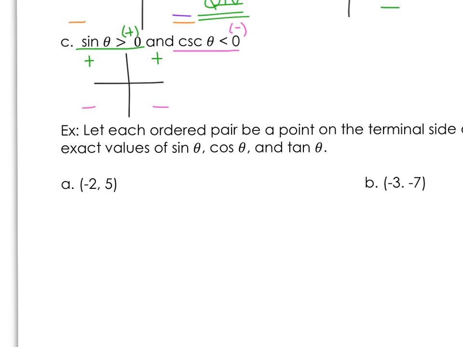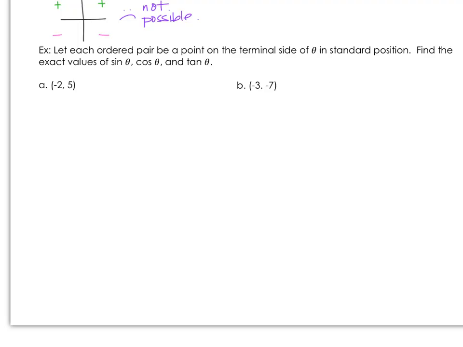So is there a quadrant where both statements are true at the same time? No, this one's not possible. We can't have a function and its reciprocal in the same quadrant that have opposite signs. They always have to match. We're going to finish the lesson today with these two examples.